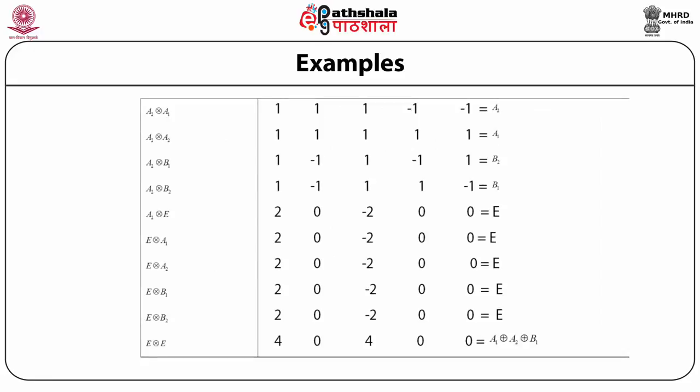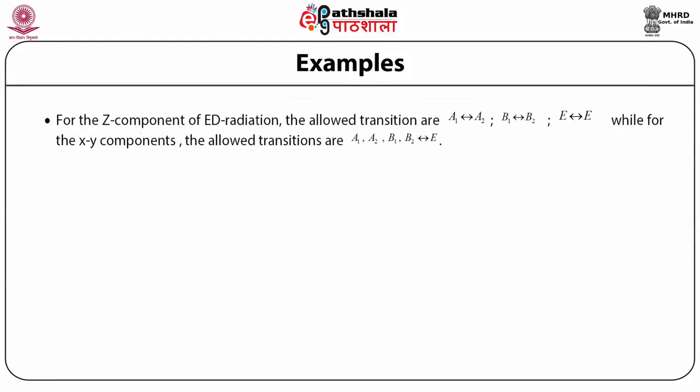So when we do that, we have A2 cross A1 equal to A2, A2 cross A2 equals A1, A2 cross B1 is equal to B2, A2 cross B2 is B1, A2 cross E is equal to E, E cross A1 is E, E cross A2 is E, E cross B1 is E, E cross B2 is E, where E cross E is equal to A1 plus A2 plus B1. So what does it tell us? It tells us that for the Z component of the electric dipole radiation, the Z component transforms as A2. The allowed transitions are then A1 to A2, B1 to B2, E to E, while for the XY components, the only allowed transitions are from A1, A2, B1, B2 to E.